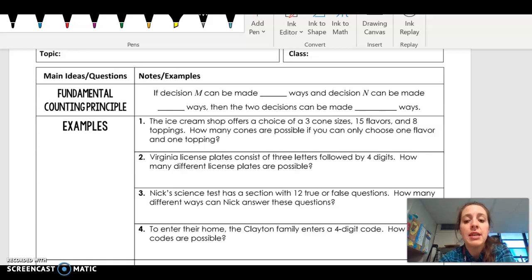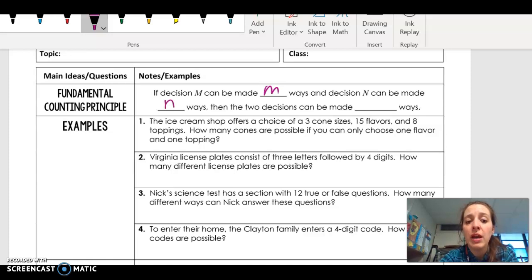So you should see on your note pages, we're going to start here with our fundamental counting principle. What that really means is if I have this first decision M, and I can make it m different ways, that just tells us how many ways I can make that decision. And I have decision N, and I can make it n different ways. Then together I can make these two decisions m times n ways.